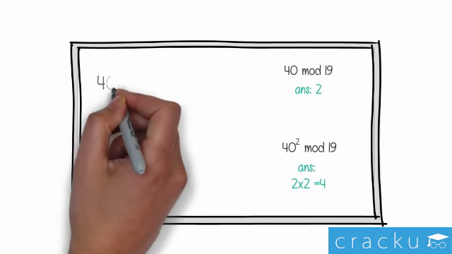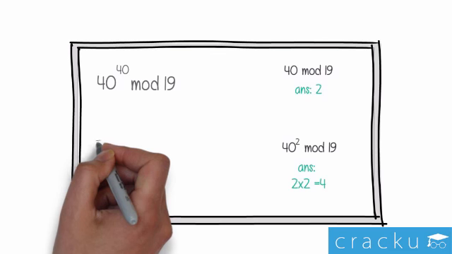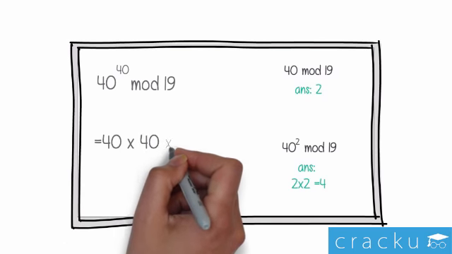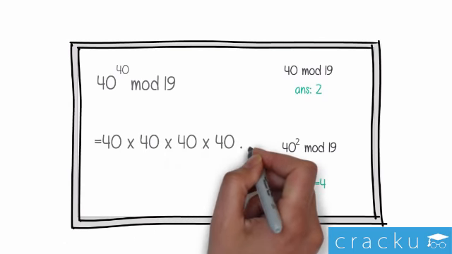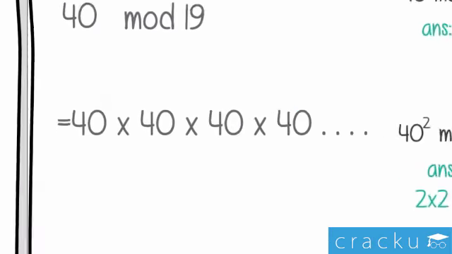But what would you do if you have to find the remainder when 40 raised to 40 is divided by 19? Now you might try to expand the numerator using the multiplicative property we just learned. But when the exponent is sufficiently large, this method becomes impractical. This is where Fermat's theorem comes in.